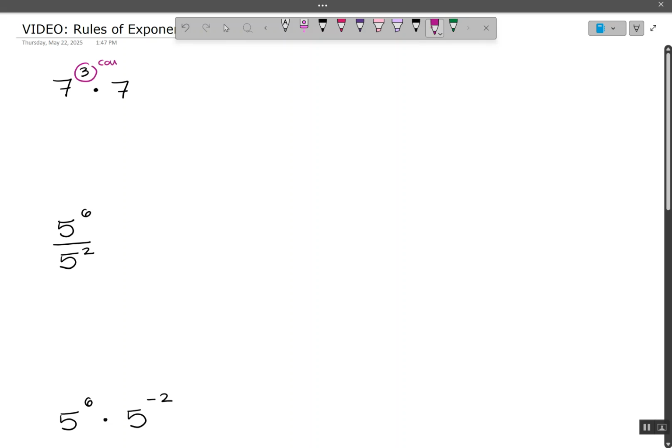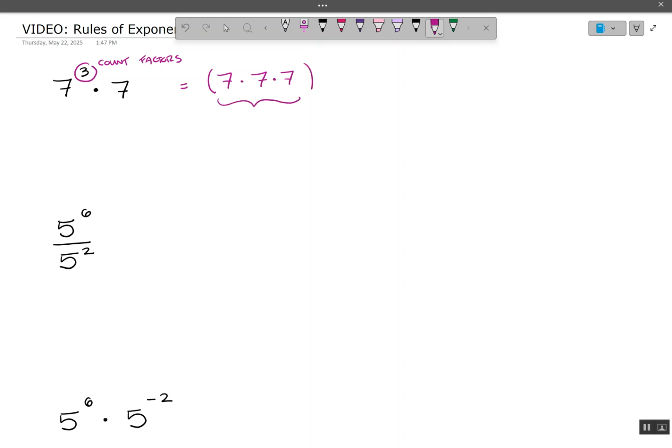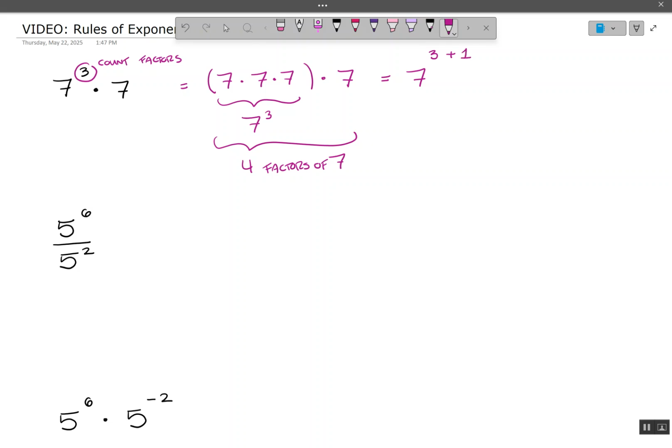Exponents count factors. And so 7 cubed means 3 factors of 7. 7 cubed is a number with 3 factors of 7. We're multiplying that by one more factor of 7. How many factors are there total? This is 4 factors of 7. How did I get that? Well, we started with our initial 3, and then there's one more. So 3 and one more was achieved by 3 and one more.